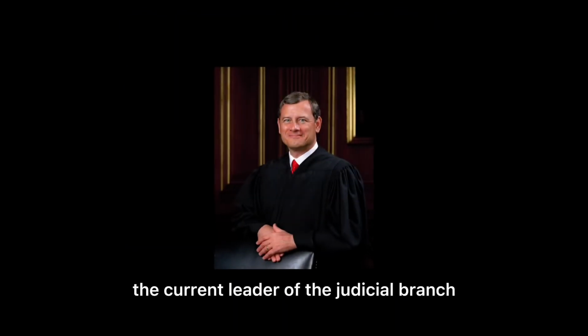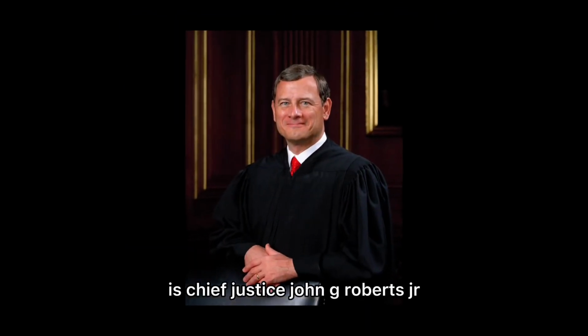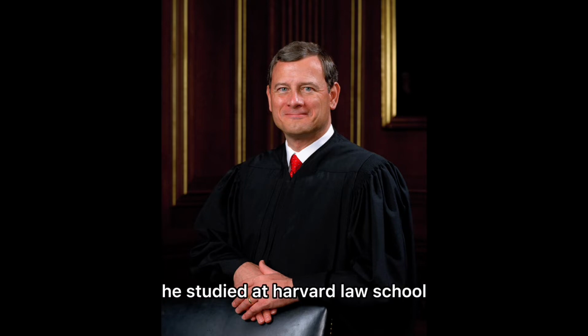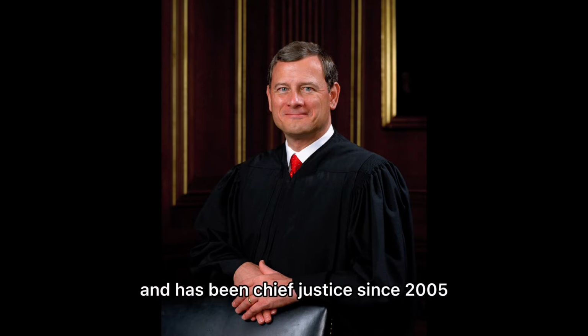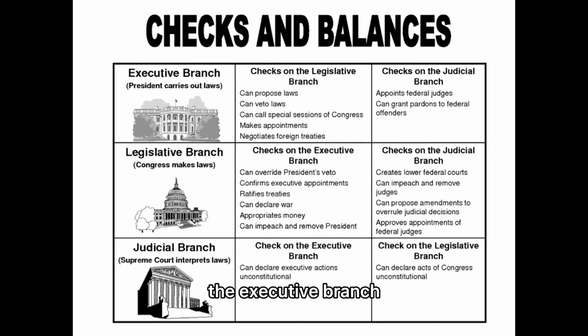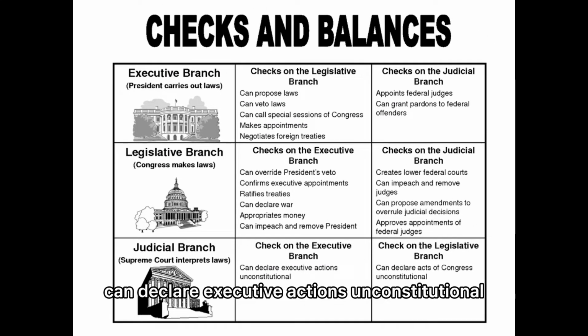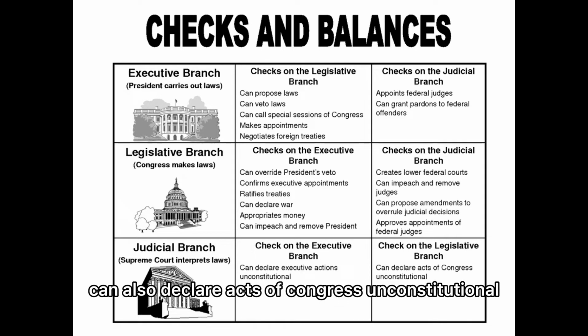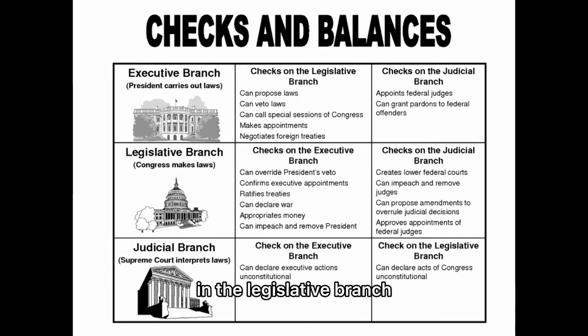The current leader of the judicial branch is Chief Justice John G. Roberts, Jr. He was born on January 27, 1995 in Buffalo, New York. He studied at Harvard Law School and has been Chief Justice since 2005. Checks and balances. The executive branch can declare executive actions unconstitutional. This branch can also declare acts of Congress unconstitutional in the legislative branch.